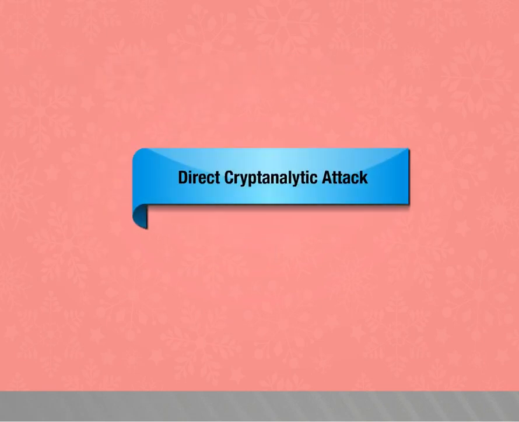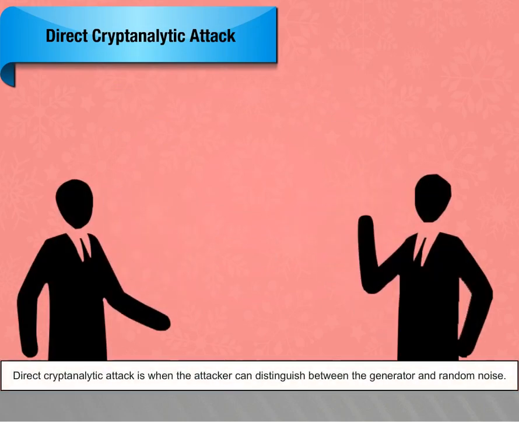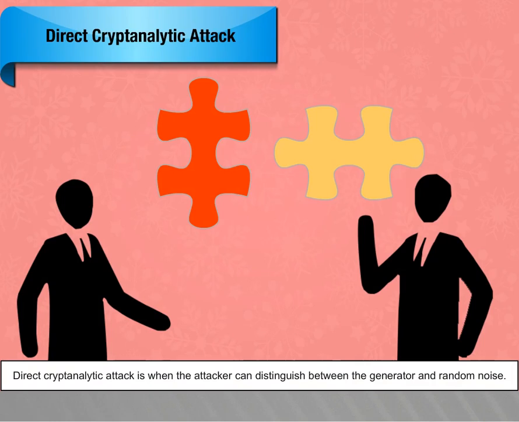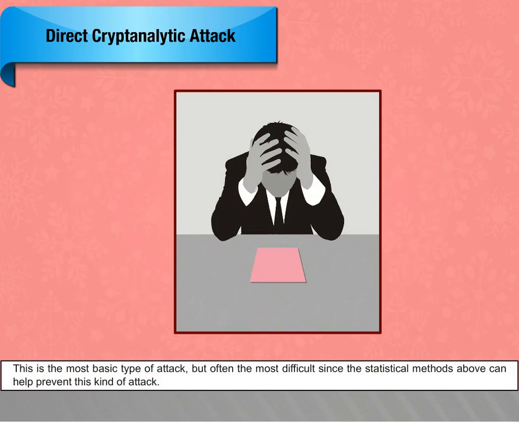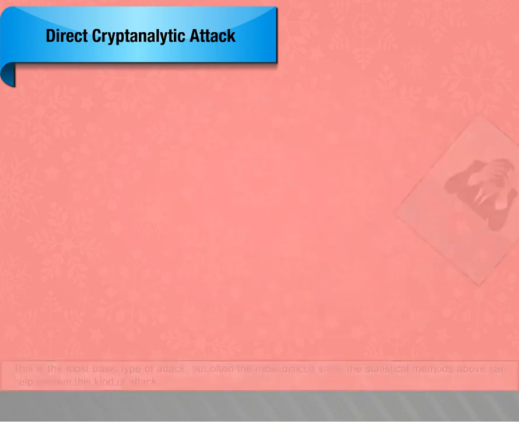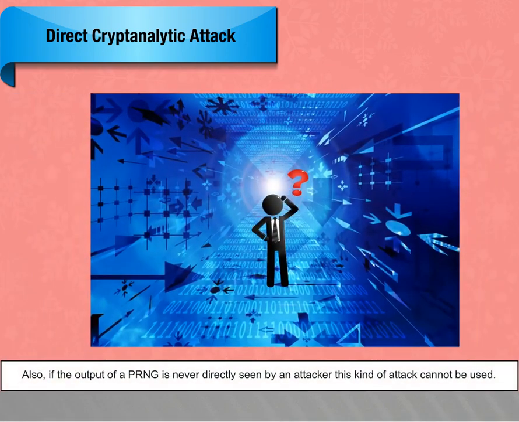Direct cryptanalytic attack. Direct cryptanalytic attack is when the attacker can distinguish between the generator and random noise. This is the most basic type of attack, but often the most difficult since the statistical methods above can help prevent this kind of attack. Also, if the output of a PRNG is never directly seen by an attacker, this kind of attack cannot be used.